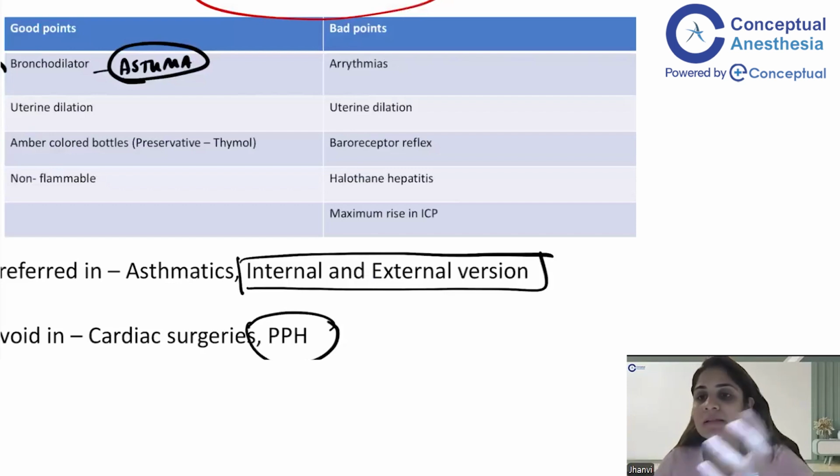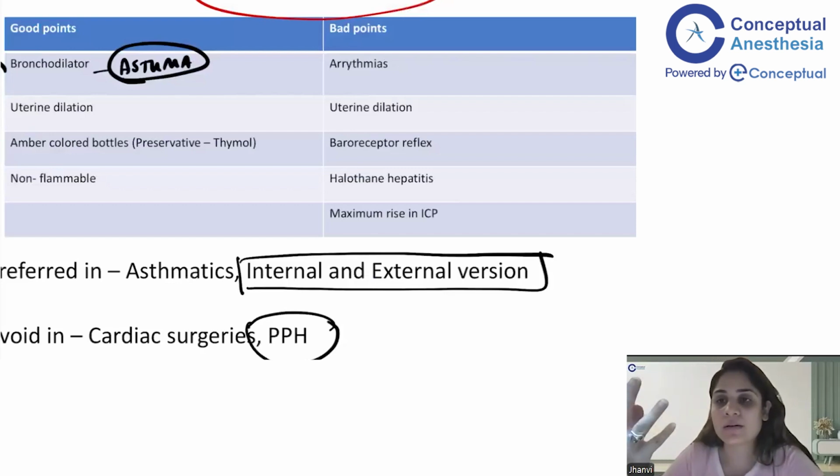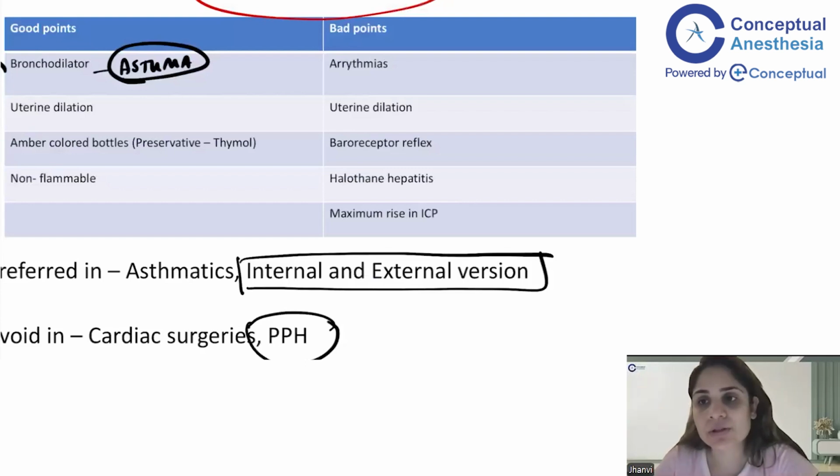Because of the uterine muscle relaxation, if you can move the baby externally, it is called external version. If you do it PV, then it is called internal version. Okay, but this is not a very common thing that is done, so it is not a point that you should be mentioning first in your exam.